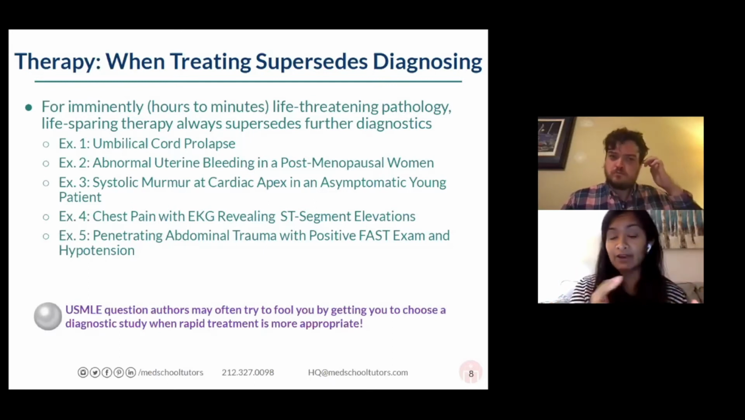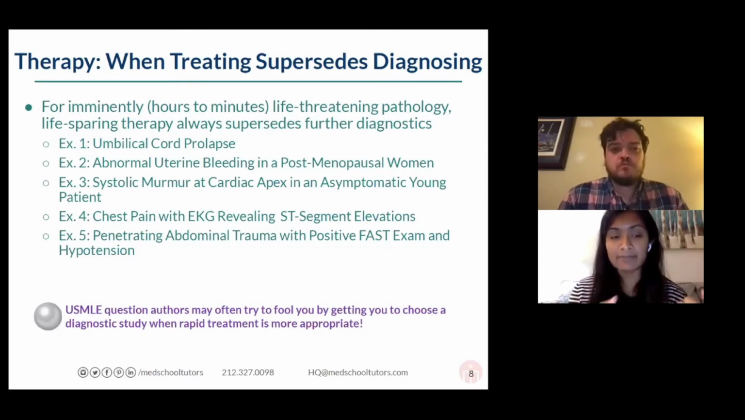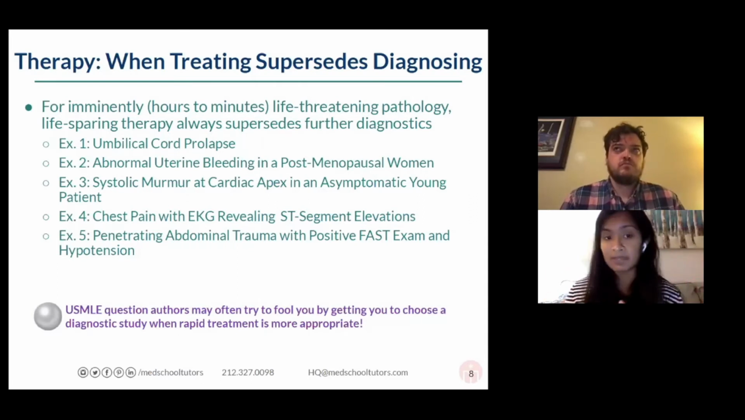For any of these, like for example 2, hemorrhagic shock, right? For example 3, cardiogenic shock. They'll give you these signs to suggest more urgency, but if there are none of those signs, move forward with outpatient, do more diagnostic workup.